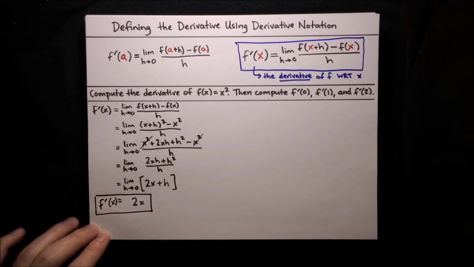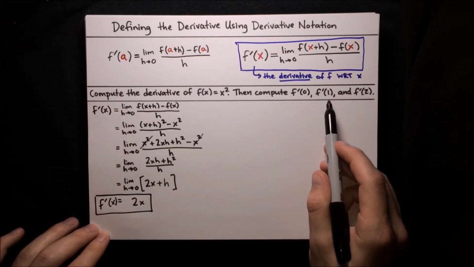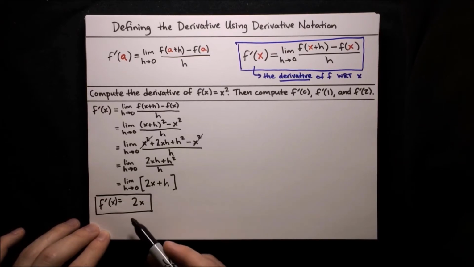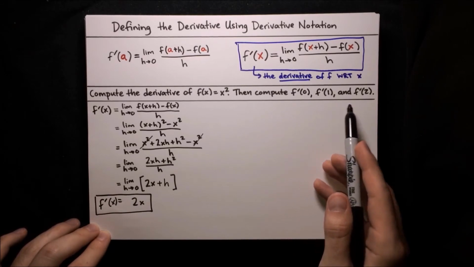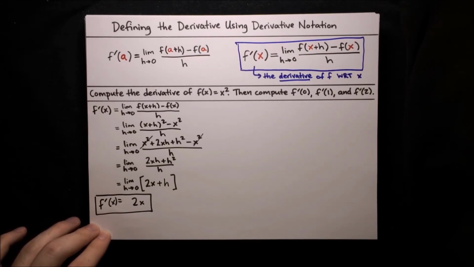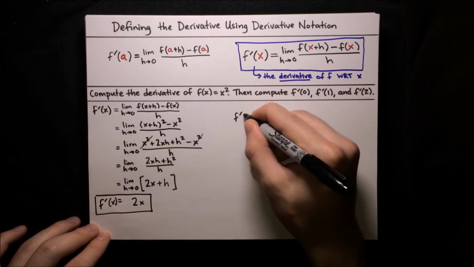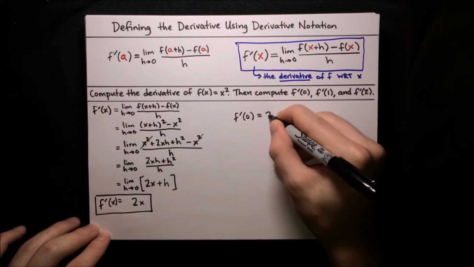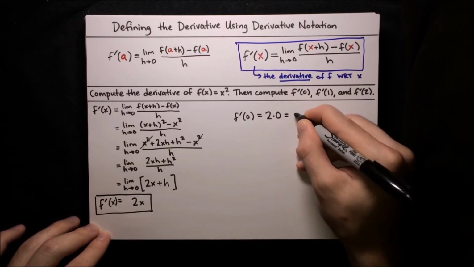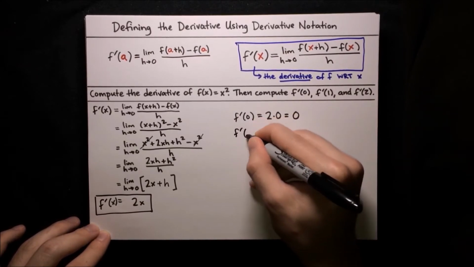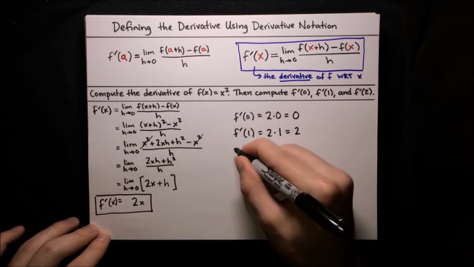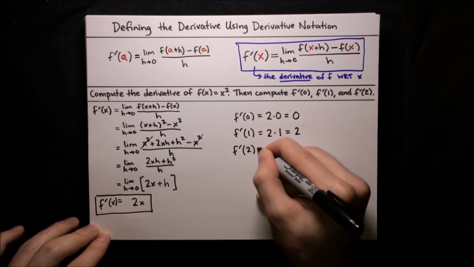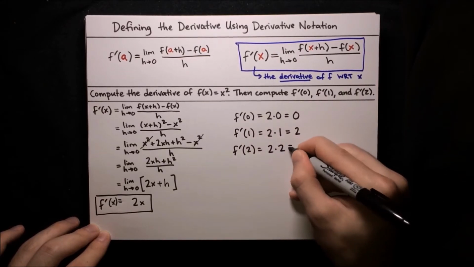Now we'll go ahead and use that derivative to compute f prime of 0, f prime of 1, and f prime of 2. So that derivative function here tells us what the instantaneous rate of change is at any general point x. So we can compute f prime of 0, f prime of 1, and f prime of 2 by just plugging in these values for x. F prime of 0 is just 2 times 0, which is 0. F prime of 1 is just 2 times 1, which is 2. F prime of 2 is just 2 times 2, which is 4.